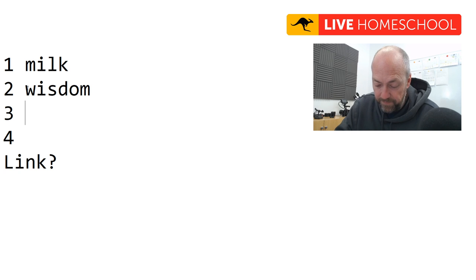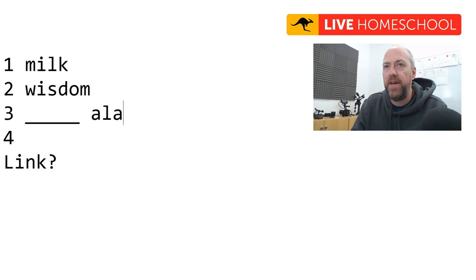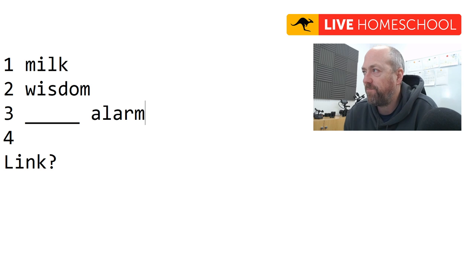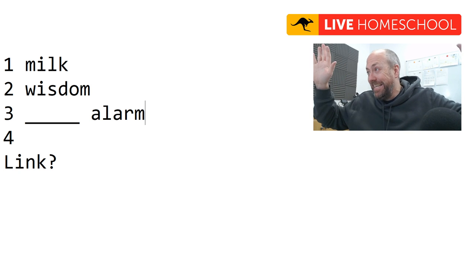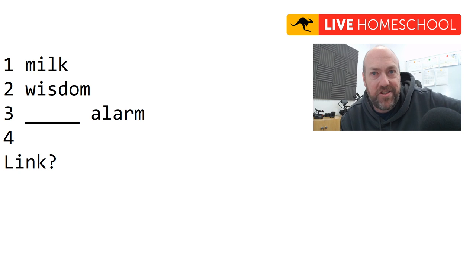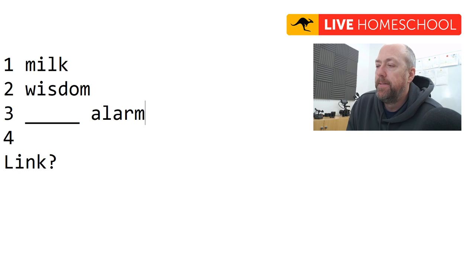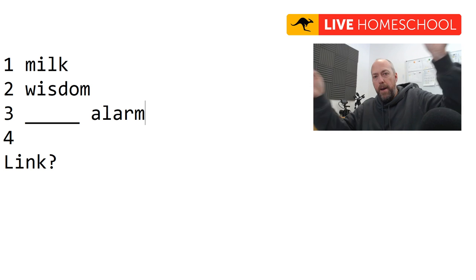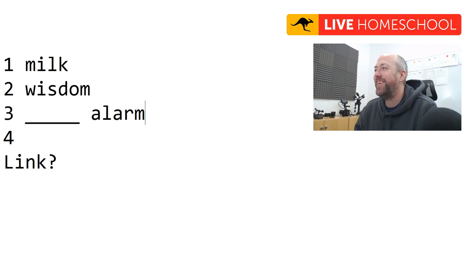Number three. Okay. What do you call an alert that is a mistake? It's called a something alarm. A something alarm. When we announce an alert. Oh my God! Oh my God! But it's a mistake. It was an accident. What do we call it? What do we call it?